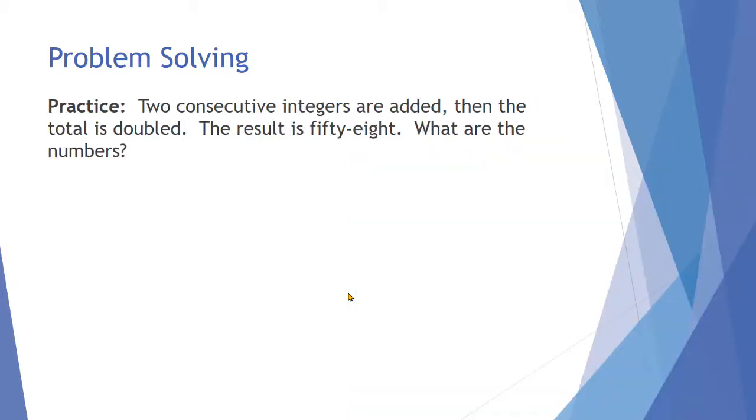Okay, why don't you take a minute and see if you can solve this one. Two consecutive integers are added, and then that total is doubled. The result is 58. What are the numbers? Now you could probably do a little trial and error and figure this out, and there's value in that, but I'd like to see if you can do this by writing an equation that describes that situation. Go ahead and solve this. Pause the video and unpause when you're ready to see a solution.